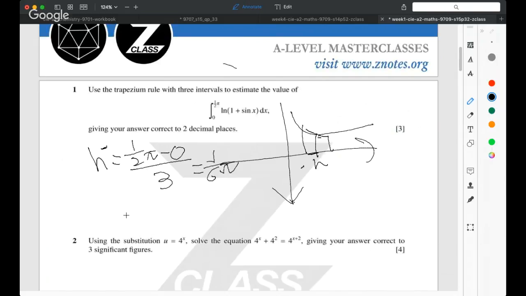So the length is half pi over 3, and the first one is 0 plus pi over 6. So it's pi over 6, and then 1/3 pi. So now we got 3 points. Now I just need to plug into x. Do you want to draw everything? Yeah, I'll do it.